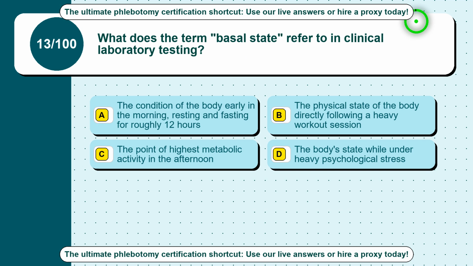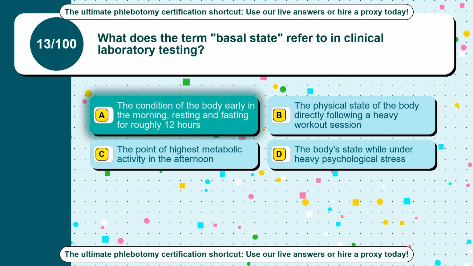Question 13. What does the term Basal state refer to in clinical laboratory testing? Option A. The condition of the body early in the morning, resting and fasting for roughly 12 hours. Option B. The physical state of the body directly following a heavy workout session. Option C. The point of highest metabolic activity in the afternoon. Option D. The body state while under heavy psychological stress. The correct answer is option A.